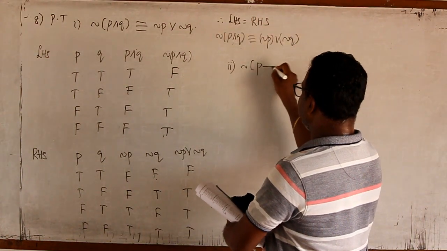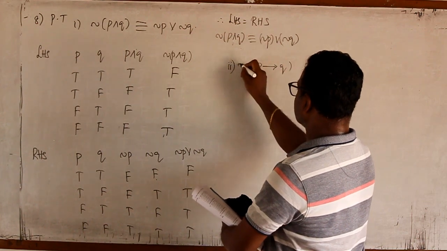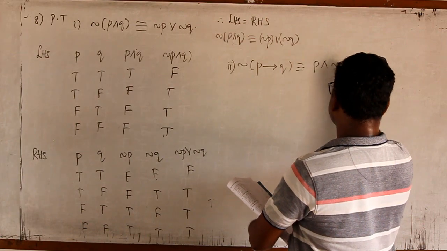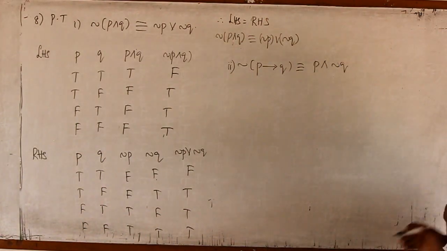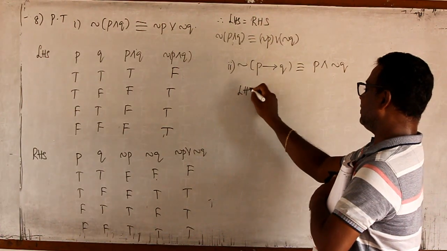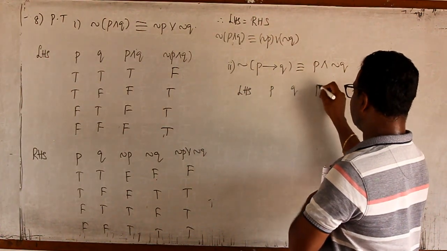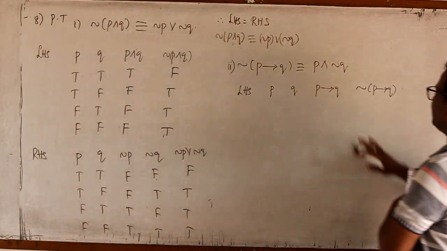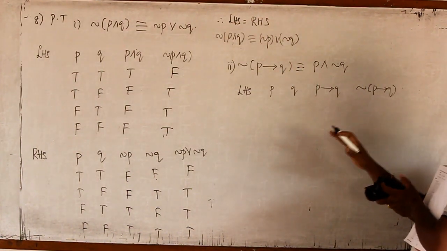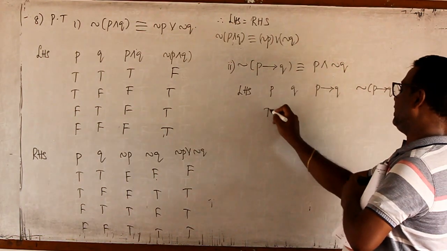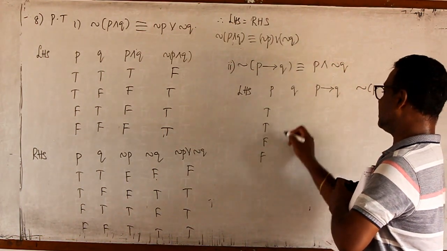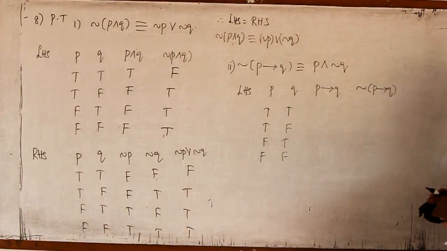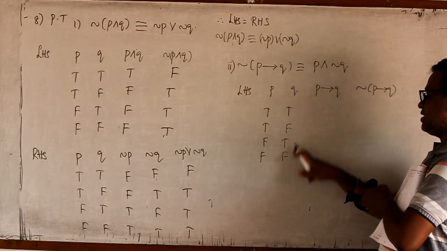Negation of P then Q is equivalent to P and negation of Q. So find the left hand side separately. P, Q, P then Q, negation of P then Q. It will be easy, better you find it like this. Don't combine everything together. T, T, false, false. T, F, T, F. Because only two sets of 4 elements, 2 T, 2 false, then half of that.